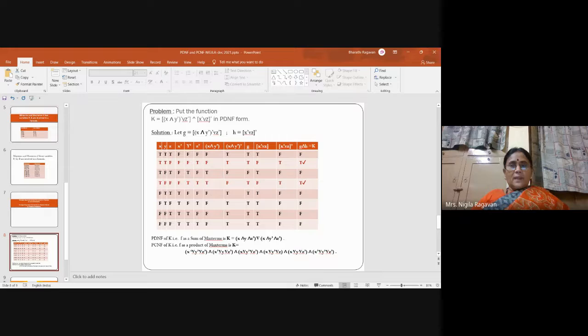Okay, after finding out this entire table, in the K column, that is the formula column, check where T values are present. Here in this example, the second row of K gets T and the fourth value of K gets T. Now we shall start writing PDNF.